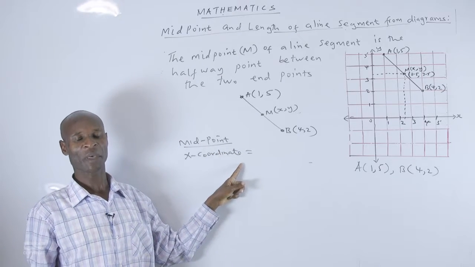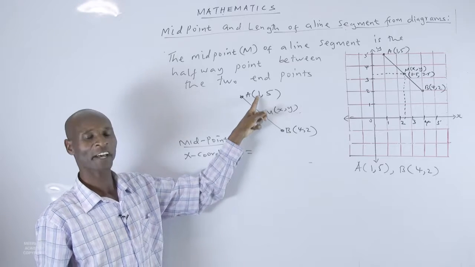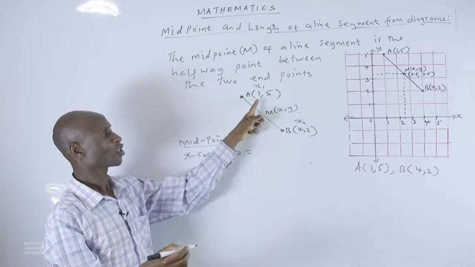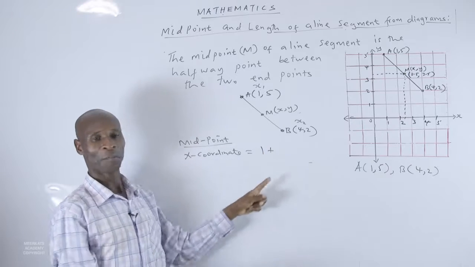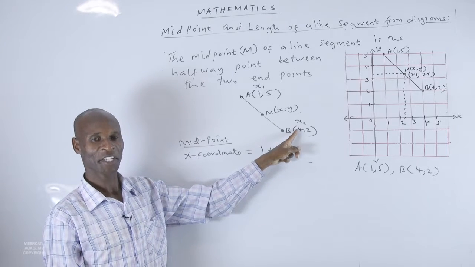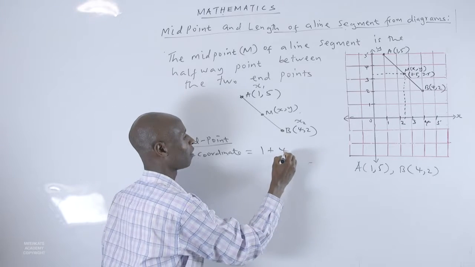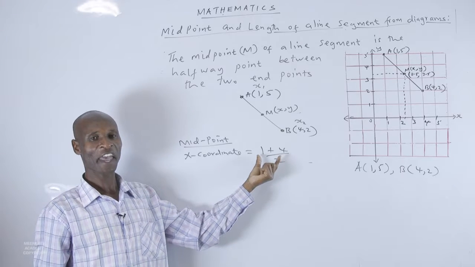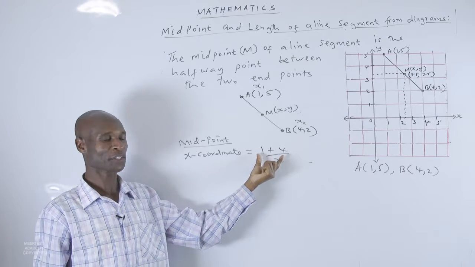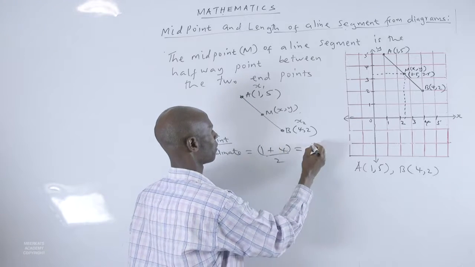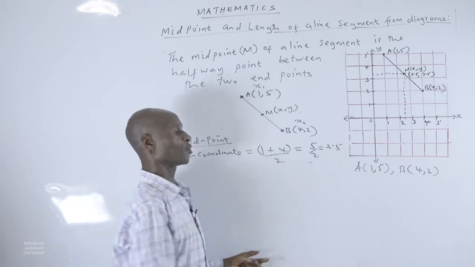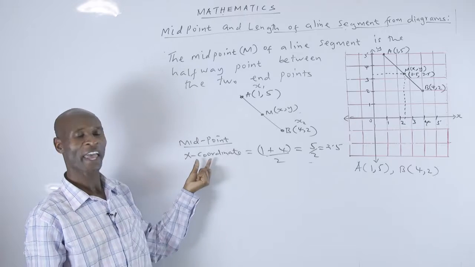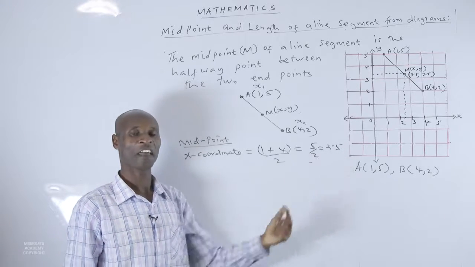To get the x-coordinate for the midpoint, we can take the first x-coordinate, x1, which is 1, plus the second x-coordinate, which is 4, then you divide by 2. So in short, we get the average of the x-coordinates of the endpoints. So the result will be 5 divided by 2, which is equivalent to 2.5. So that means the x-coordinate for the midpoint will be 2.5.